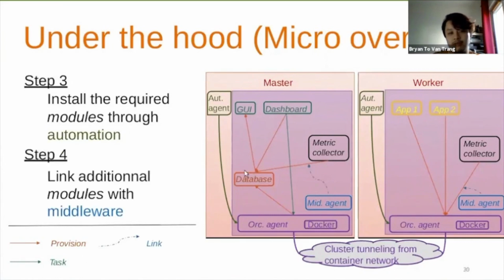In the fourth step, we can add a middleware agent whenever you want to add additional modules to see the compatibility between the database, for example, and the metric collector. Another use of the middleware agent is whenever you want to link two applications that are working together.